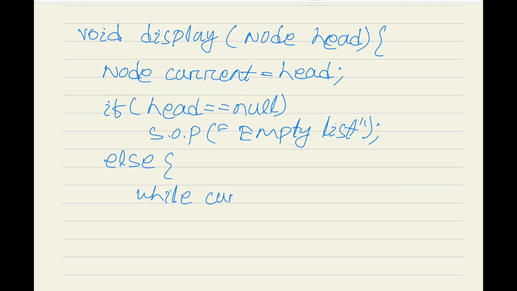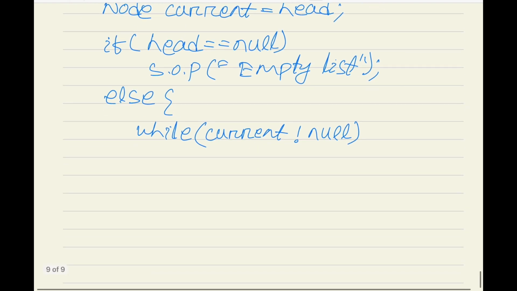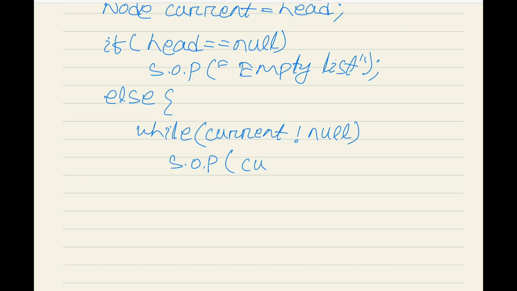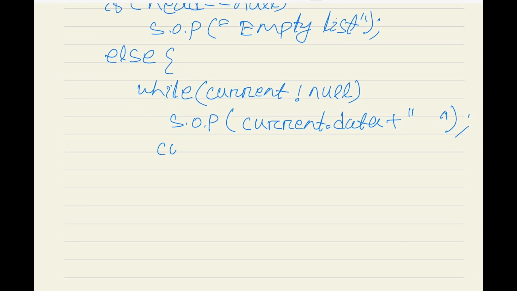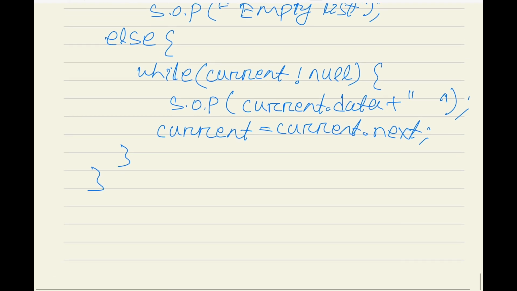So while current not equal to null, System.out.println current.data, and we can write some space. Then we can update the value of current. So current equal to current.next. So all the things we have written inside a while loop, and here this is end of else.